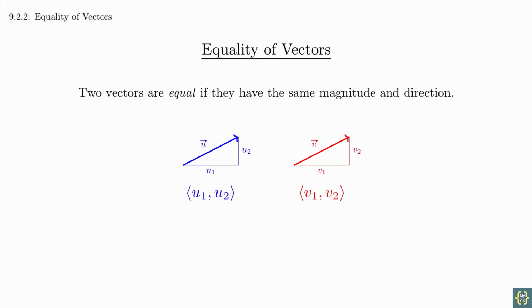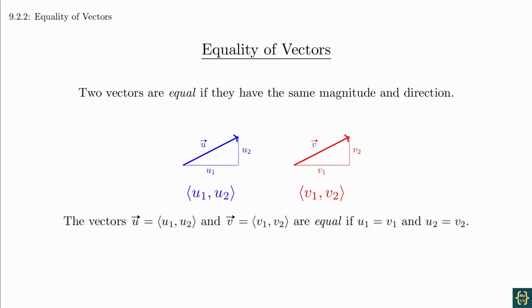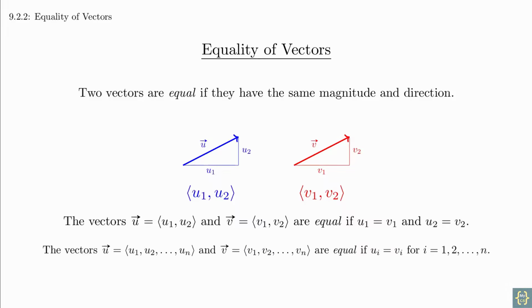If we represent the vectors u and v using component form, we can see that the only way the vectors are going to be equal to each other is if the corresponding components are equal. Otherwise, either the magnitude or the direction, or possibly both, will not match up. For higher dimensional vectors, we would need all the corresponding components to be equal to each other.